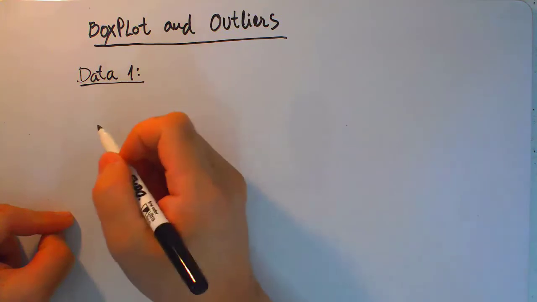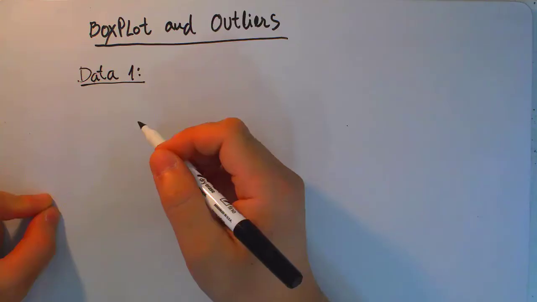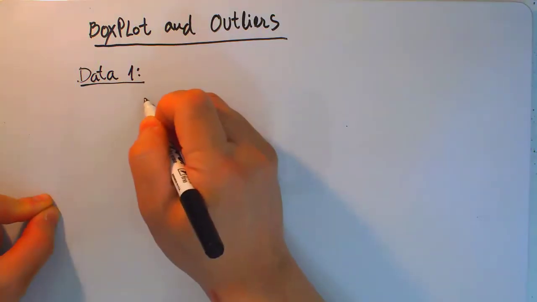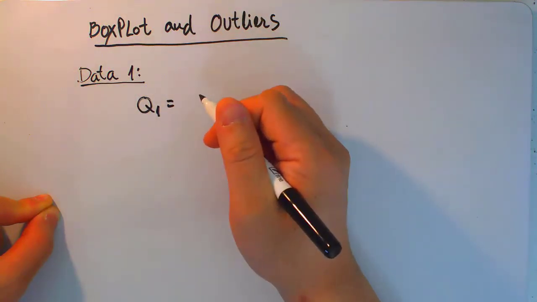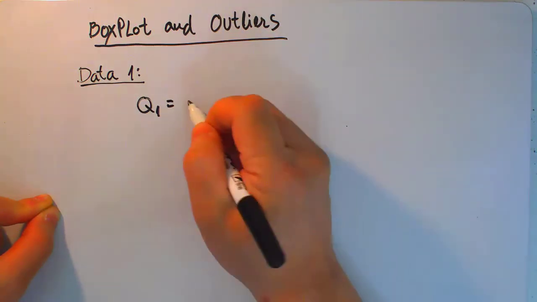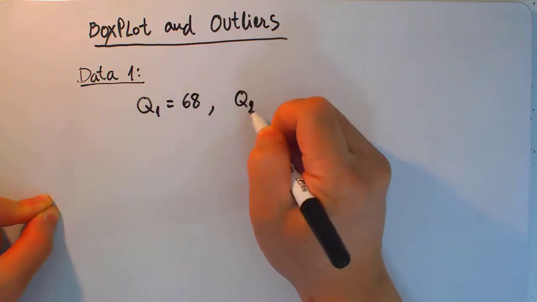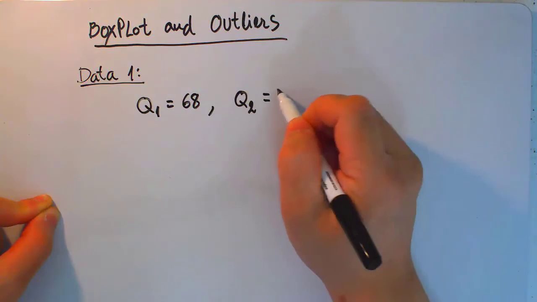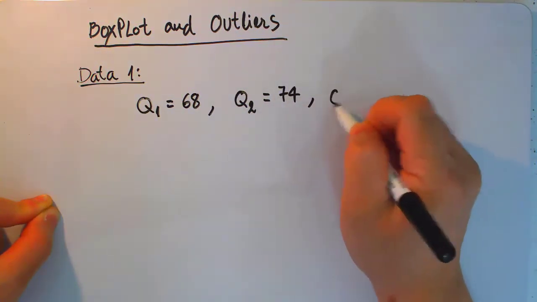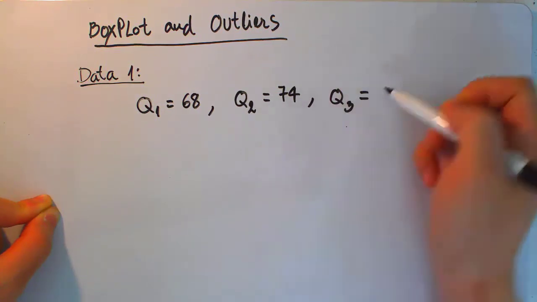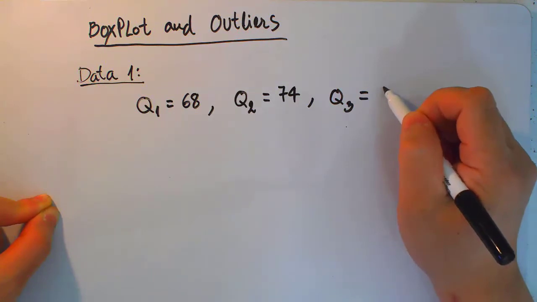We have learned from other videos and lectures that data 1 has special locations: Q1 being 68, Q2 being 74, and Q3 being 80.